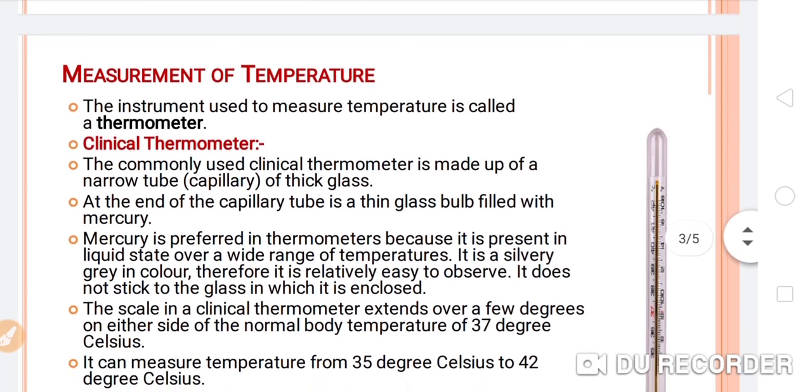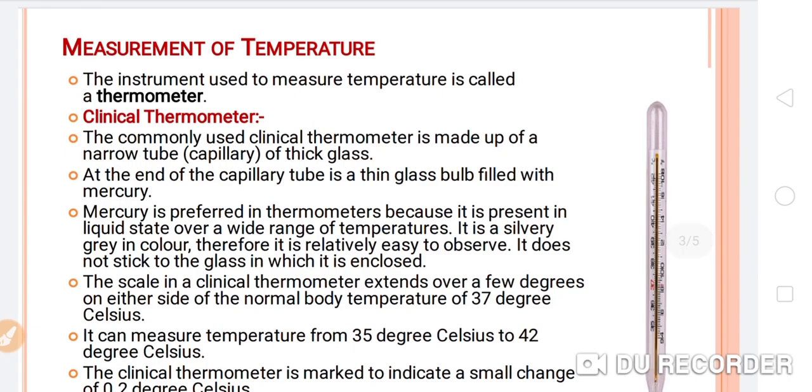Now next, measurement of temperature. The instrument by which we can measure temperature is known as the thermometer, and there are two types of thermometer. First, the clinical thermometer, and second, the laboratory thermometer. The clinical thermometer is used by doctors to measure the body temperature of the patient.